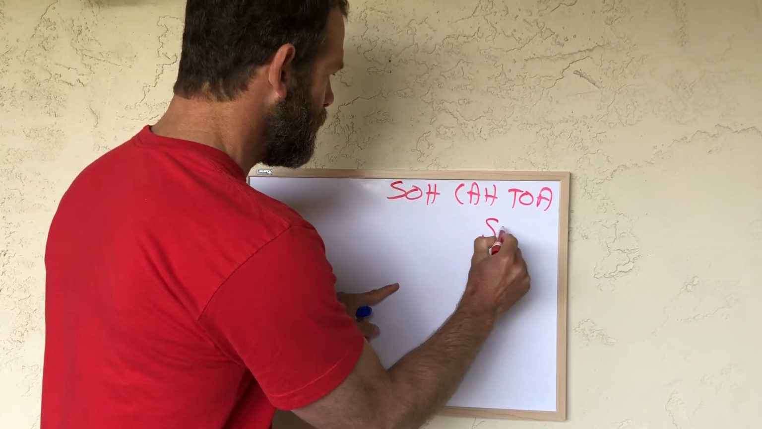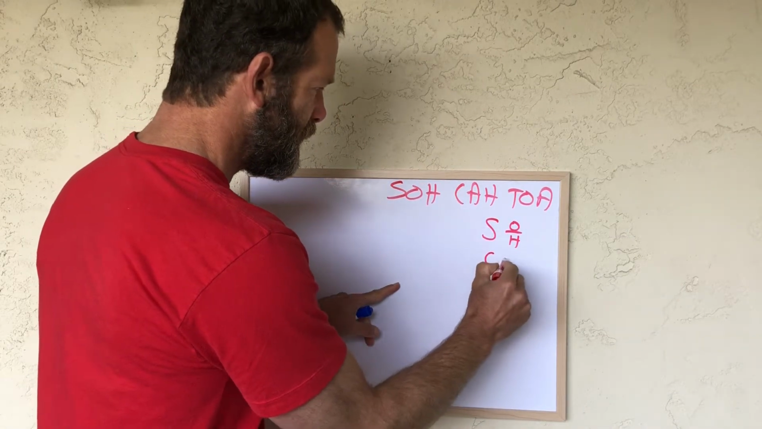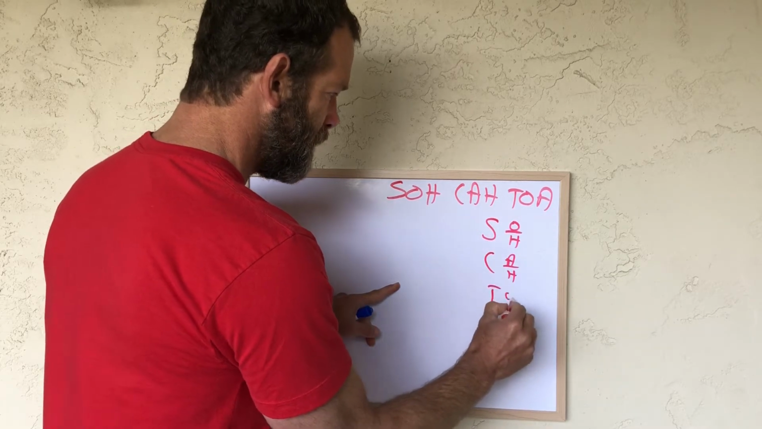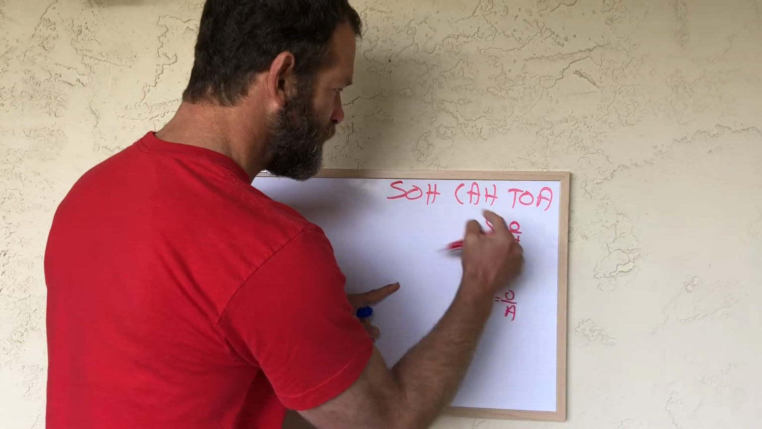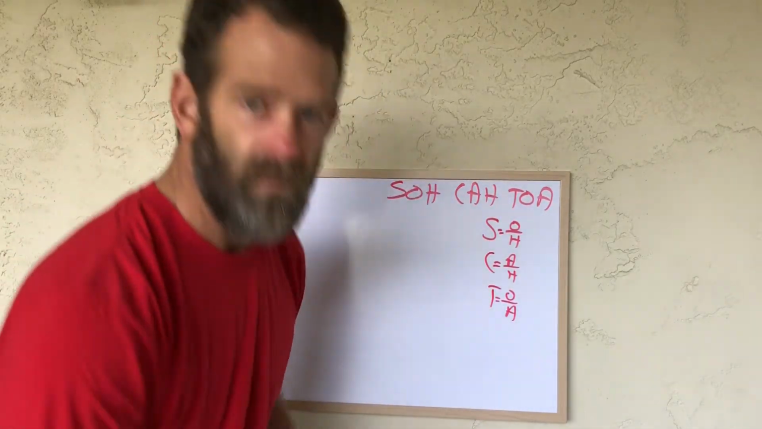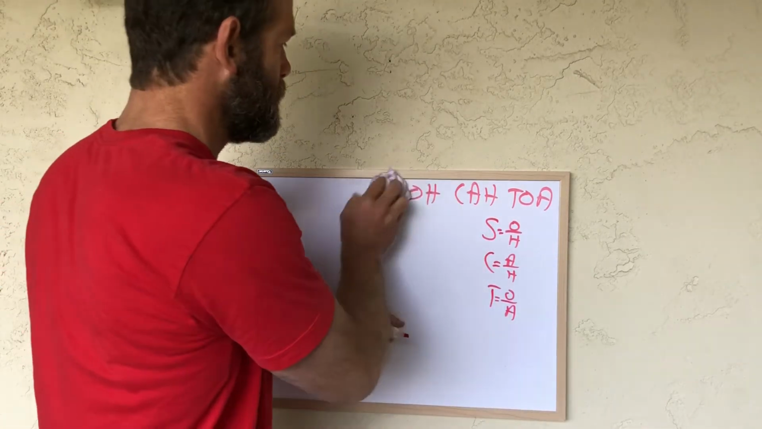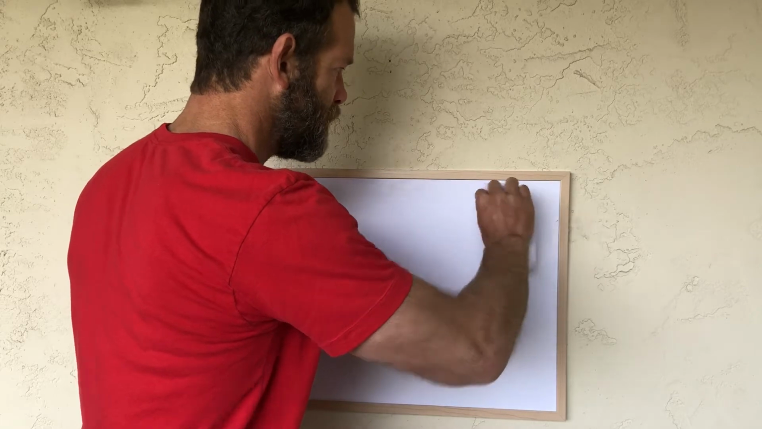Sine equals opposite over hypotenuse. Cosine equals adjacent over hypotenuse. And tangent equals opposite over adjacent. These are ratios, SOHCAHTOA. If you were in my class last year, I taught you some lame way to remember SOHCAHTOA. However your teacher taught you, these are the trig ratios.